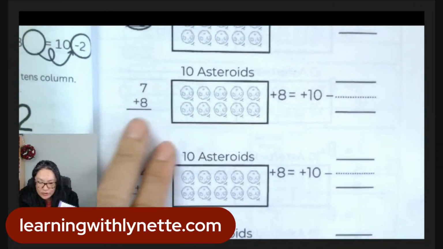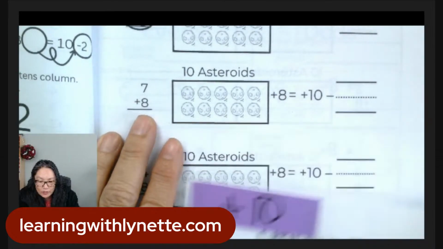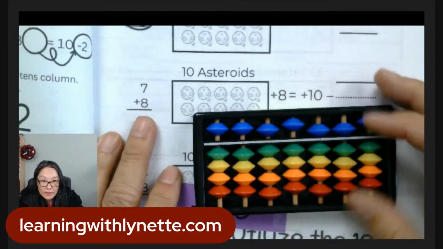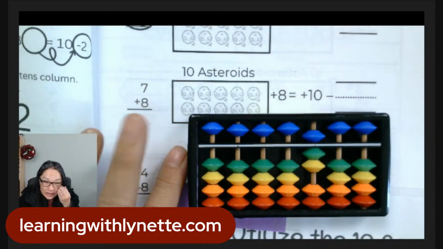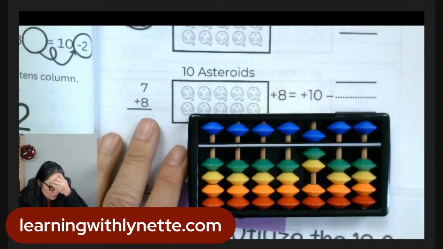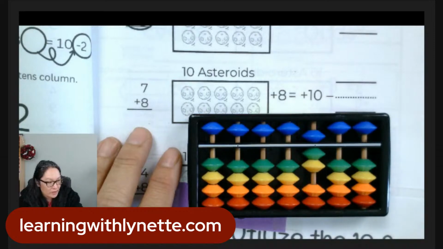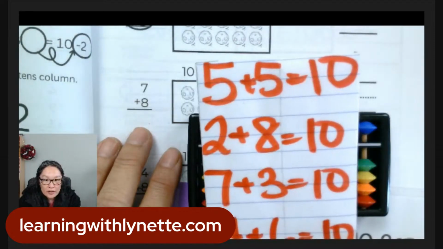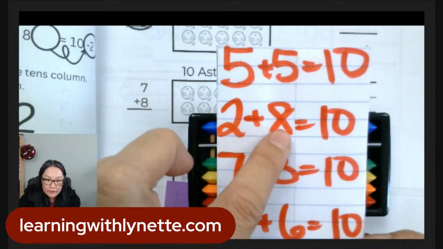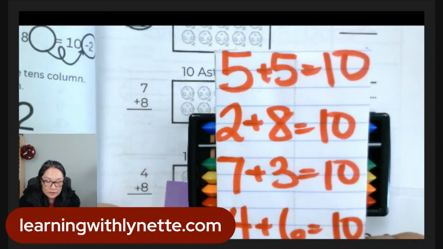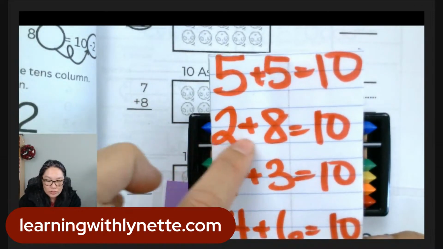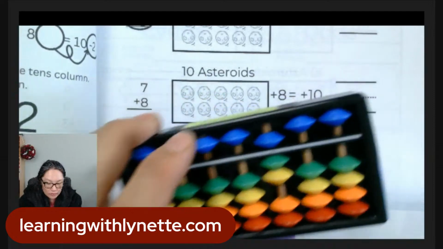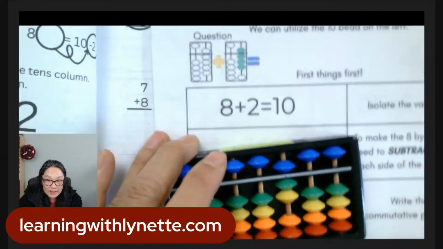So if you look, I have 7 on the abacus. And we're going to add 8. When we add the 8, we can't do it. But we know the partner of 8. The partner of 8 is 2, and 2 plus 8 is equal to 10. We understand this. But how are we going to make it into an abacus formula?